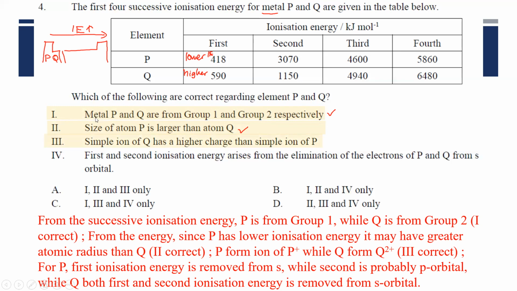And then number four, first and second ionization energy arise from the elimination of electrons of P and Q from the S orbital. Now, this is only true for Q because Q is from group 2. So the first two ionization energies are removed from NS2. However, for P it is NS1, isn't it? So after you remove the first electron from the S orbital, the next electron is removed from the P orbital. So that is why you need an exceptionally high second ionization energy compared to the other.